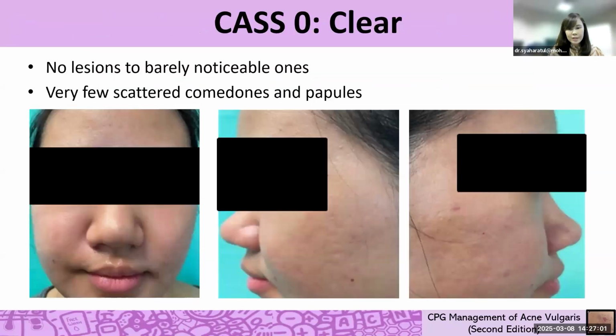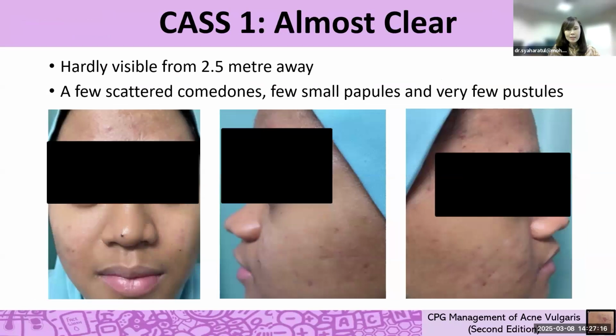So these are some pictures to illustrate what I meant by CAS 0, clear. There are no lesions to barely noticeable ones. You can see in all these pictures, the patient hardly has any acne, maybe a few acne scars, but active acne, you don't see much. So CAS 1 is almost clear, from a forearm's breadth. You do see a little bit of acne maybe on the forehead, but again, this is nothing really major. They may have a few scattered comedones or a few small papules and very few pustules.